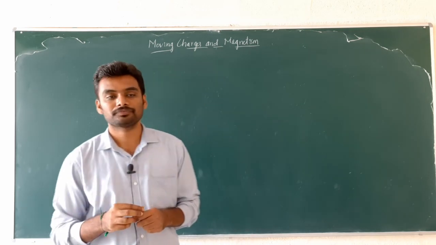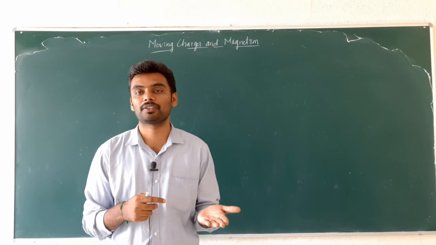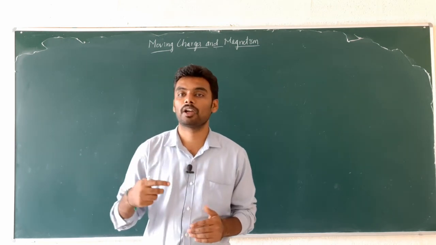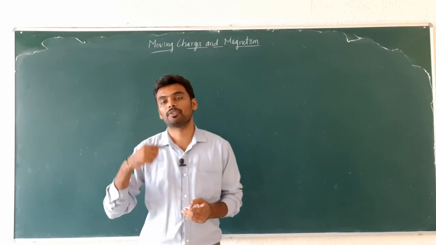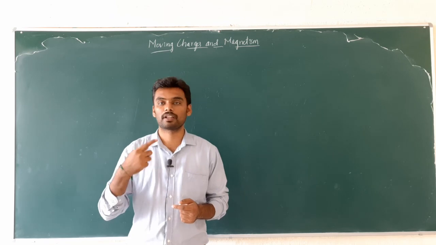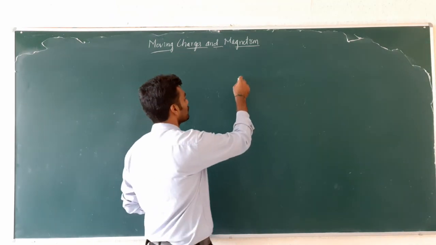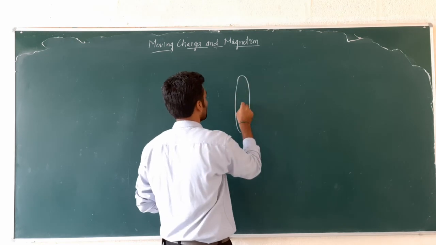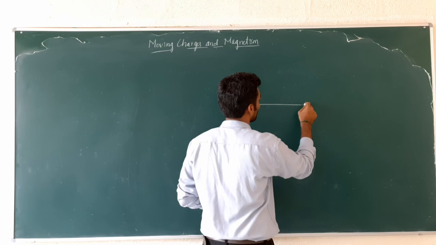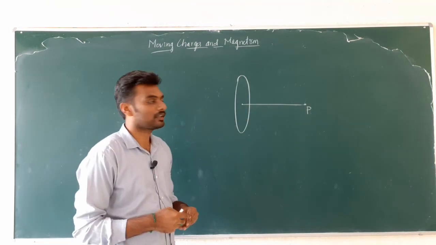So now, before the discussion of Ampere's Circuital Law, we had discussed the magnetic field produced by a current carrying coil or a loop of current carrying conductor, right? A single loop, we derived it actually, right? On the axis of the loop, at a point P, we obtained the expression for magnetic field, right?